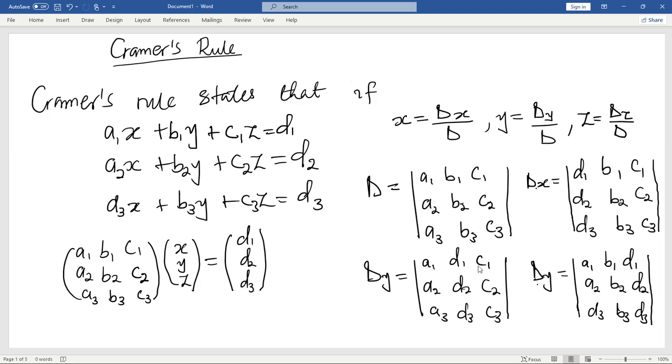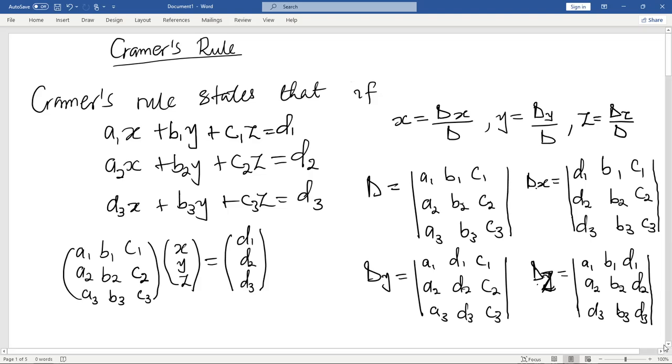Now, when you get the value for d, the value for dx, the value for dy, and the value for dz, you start dividing to get the value of x. You take dx and divide it by the determinant d, and it gives you the value for x. For y, you divide dy by the determinant d, and you get the value for y. Then for z, you divide dz with d to find the value for z.